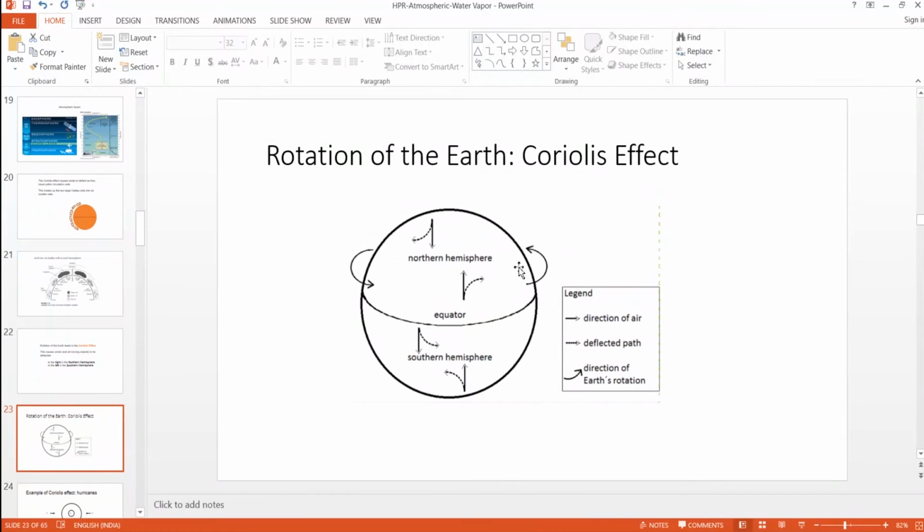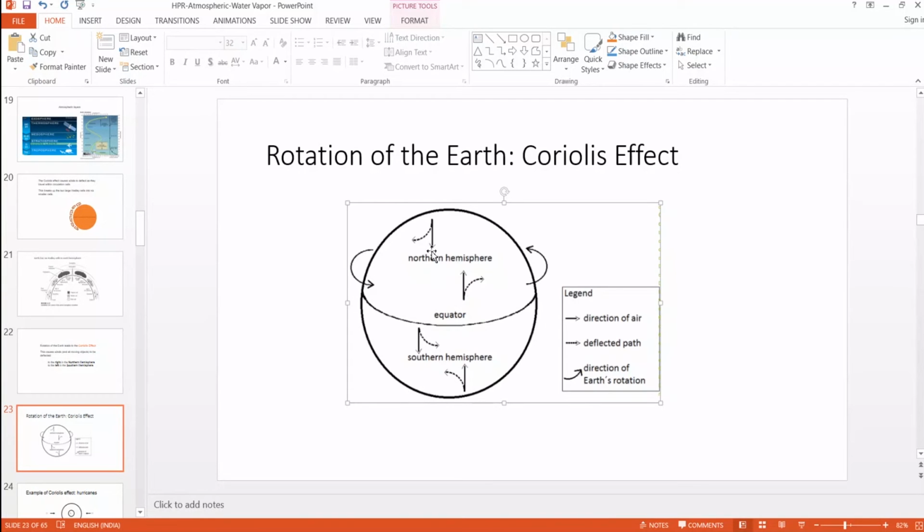You see, this is the rotation of the earth. Rotation of the earth takes place from west to east. This is the west and this is the east. Due to this rotation, because the linear velocity is varying, if wind is blowing in the northern direction, it curves and goes to the right side.